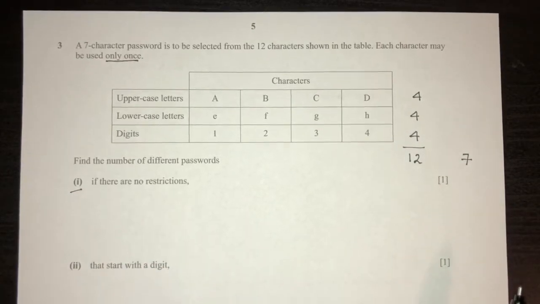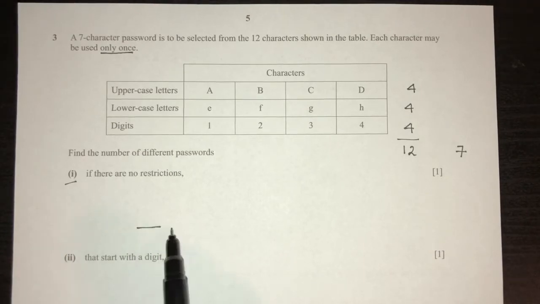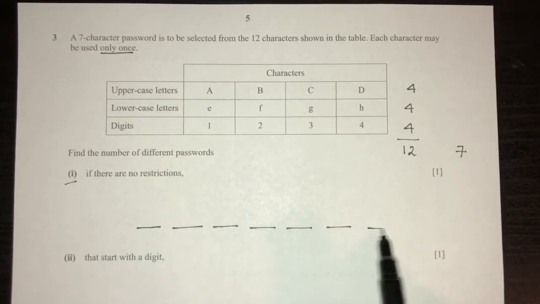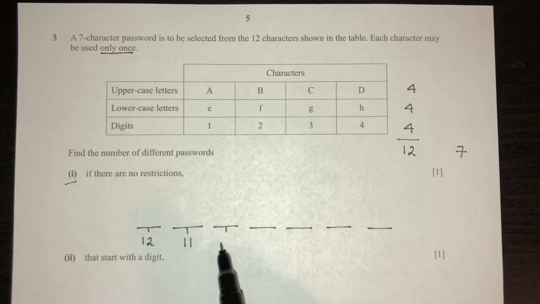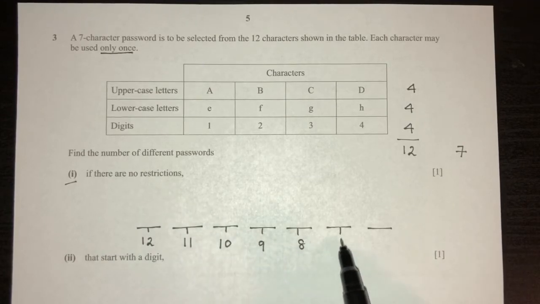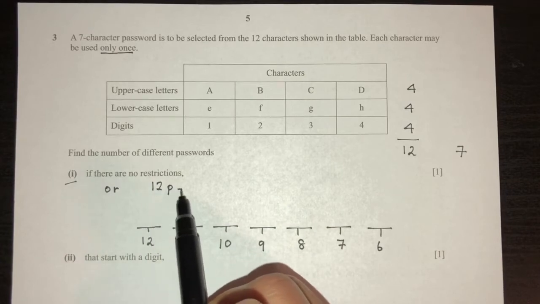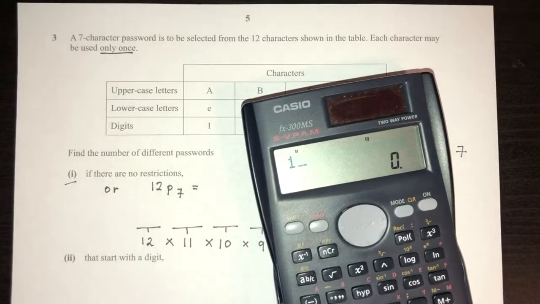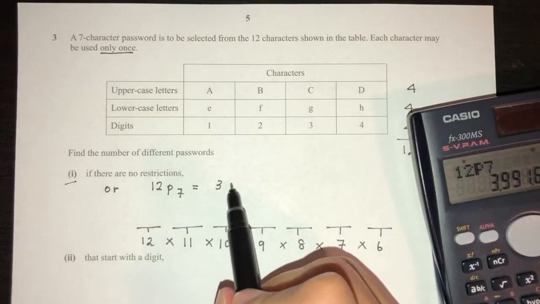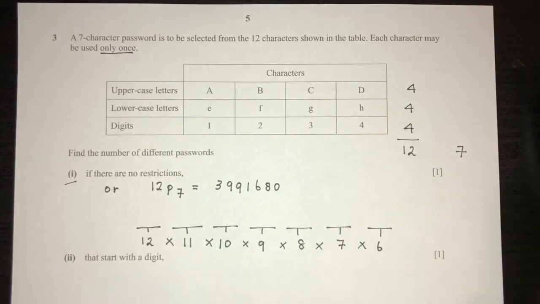Now part 1, we have to find the number of different passwords if there's no restriction. So we have to fill 7 spaces, because we need to choose 7 characters from 12. For the first one we can choose anything. We have 12 choices, then 11, then 10, 9, 8, 7, 6. Or you can just write it as 12 permutation 7. It will give you the same answer as well. So 12P7 should be 3991680. These two are different methods, but they will give you the same value. That is for part 1.